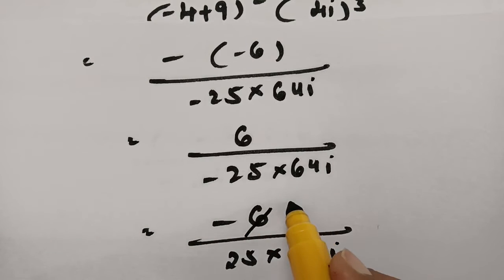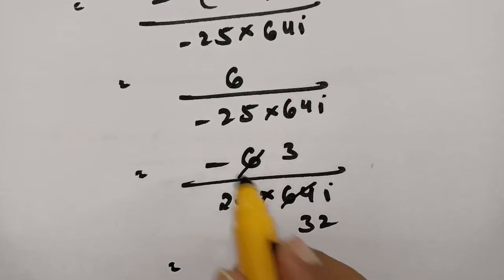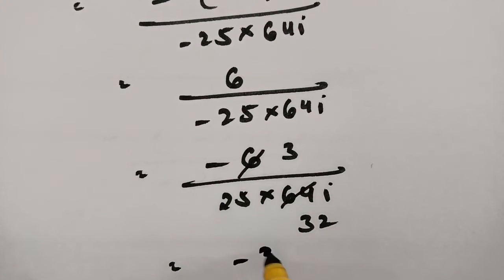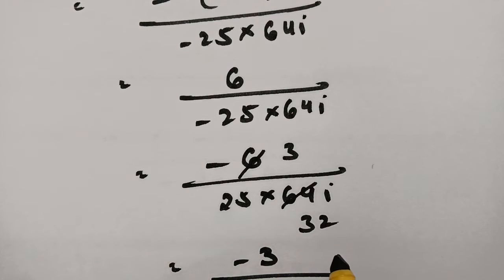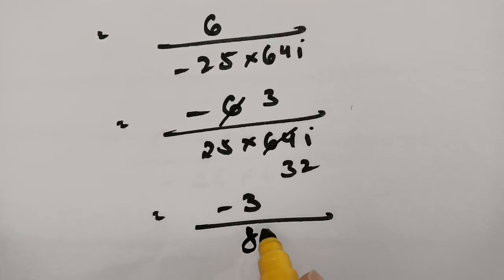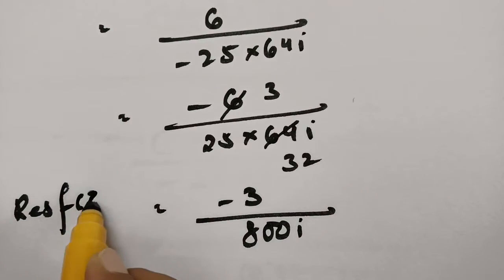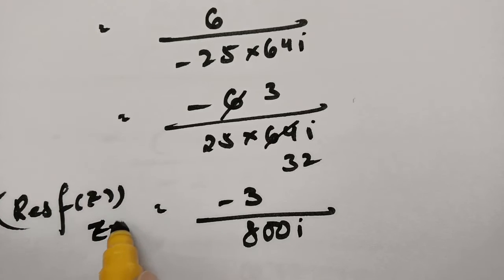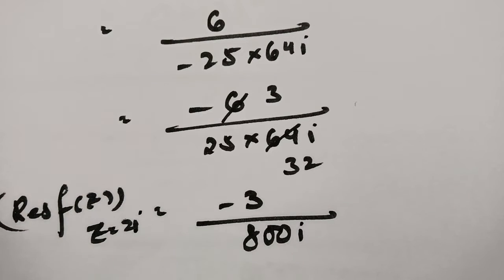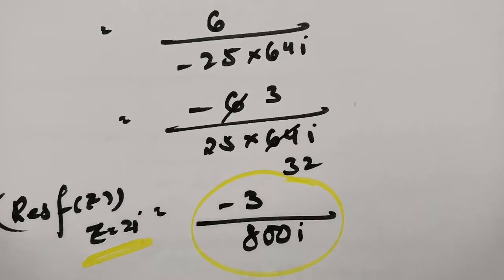So if I cancel in two tables, this is 3 and this is 32. So this will be minus 3 by, so 25 into 32 is around 800, so this is 800i. So we got the residue value of f of z for the interior pole z is equal to 2i, which is of order 2. So for the interior pole z is equal to 2i, we got this value as minus 3 by 800.